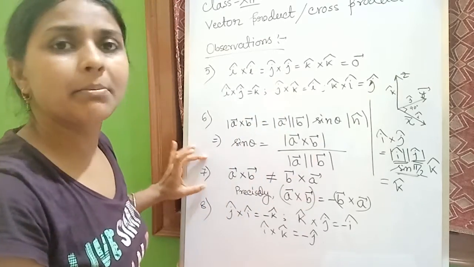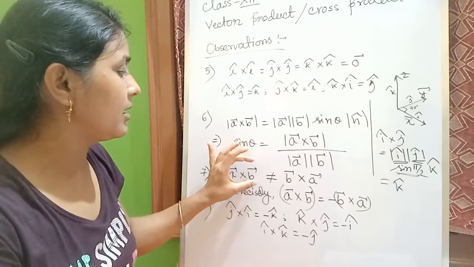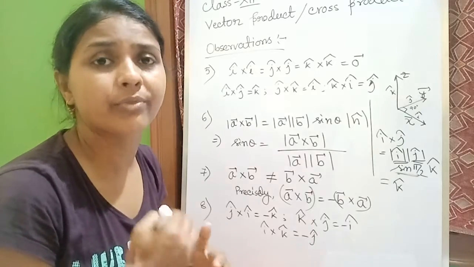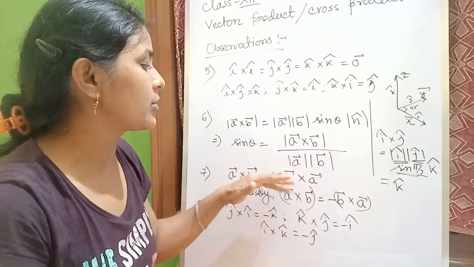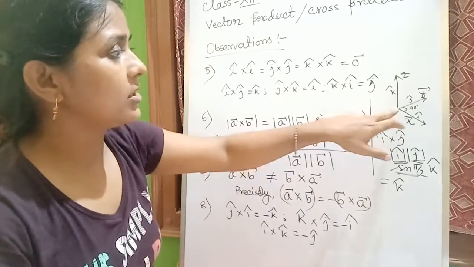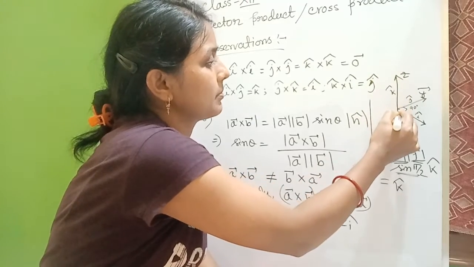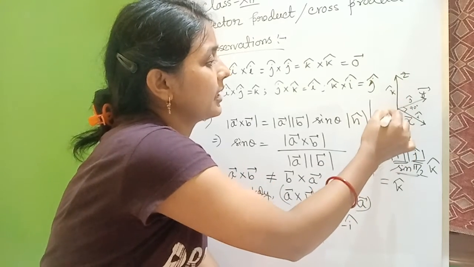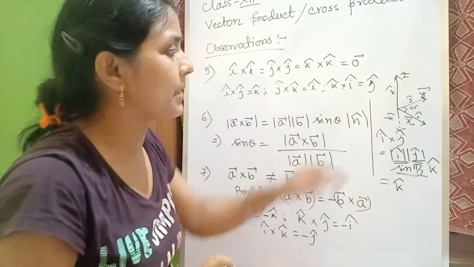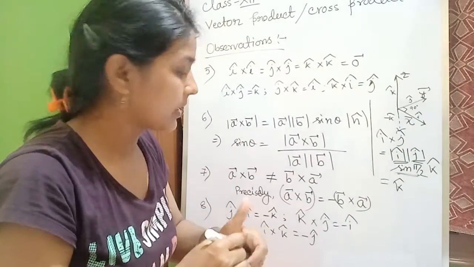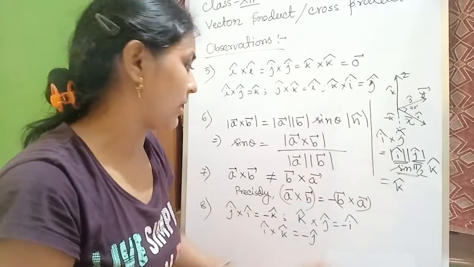Okay, coming to observation number 7: A cross B, that means the cross product of vectors, is not commutative. So A cross B is not equal to B cross A. In this also you can see that I cross j equals k cap, but if we take j cross I, then we will get minus k cap because this is the downward direction. So we can say that A cross B equals minus of B cross A. Very simple.